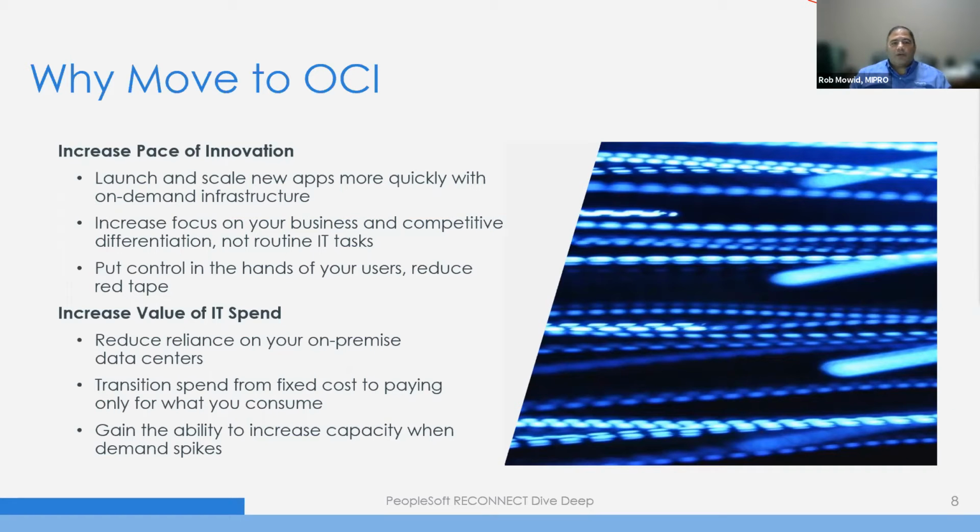Same thing rolls around in an area of efficiency. If I'm maintaining my own data center, I've got to plan for my peaks and valleys. In most cases, I'm planning for my peaks, which means it's not the most efficient way to run my infrastructure. I'm buying for the peaks, and if things slow down a little bit, I can't just roll that back. I've got to keep going.